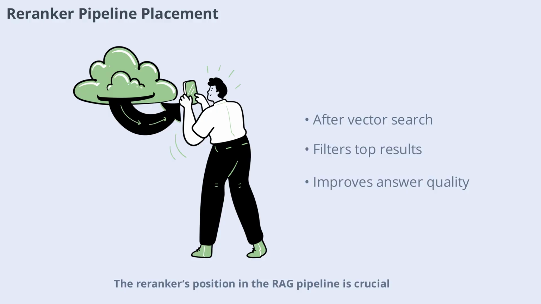The reranker's position in the RAG pipeline is crucial. It operates after the initial vector search, which retrieves a broad set of potentially relevant chunks. The reranker then evaluates and sorts these chunks, passing only the best to the language model. This step acts as a quality filter, ensuring that irrelevant or noisy data doesn't reach the generation stage. The result is more accurate and contextually relevant answers for the end user.